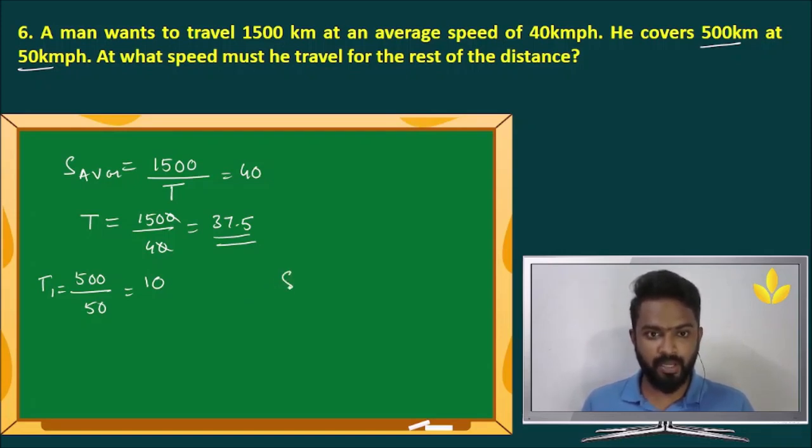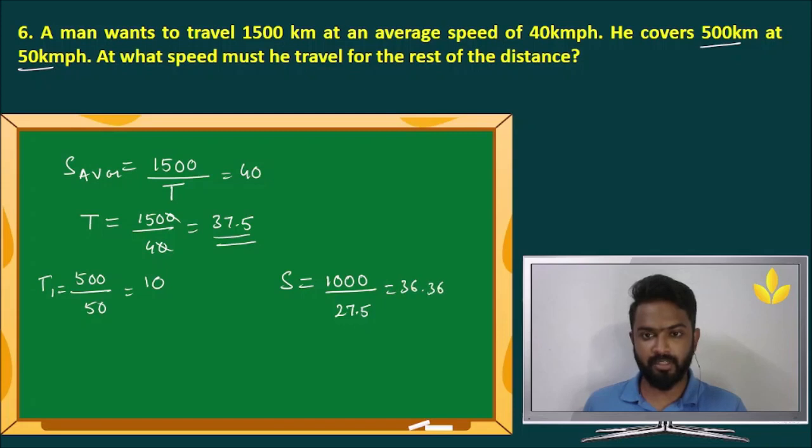So the speed for the remaining journey should be equal to, speed equals distance by time. How much is the remaining distance? 1000 kilometers. And how much is the time that is remaining? That is 27.5, which is equal to 36.36 km per hour.